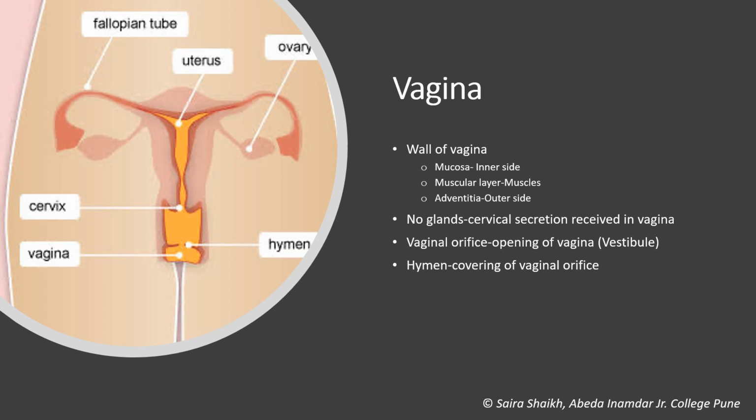Vagina is the last part of the female reproductive system. It is a tubular structure. It connects the cervix with the vestibule. The wall of the vagina is made up of three layers.